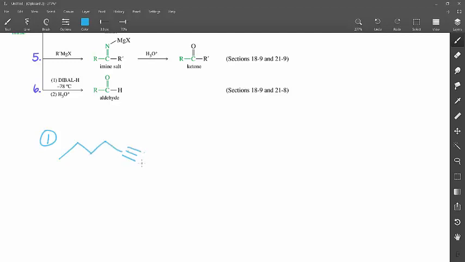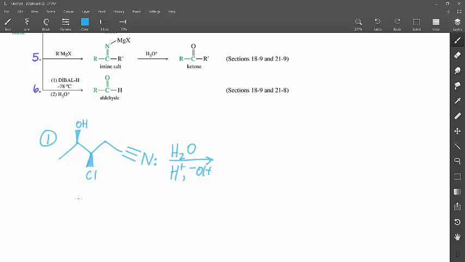So an example for number 1 would be triple bond N, and I'm going to put an OH on a wedge, a Cl on the wedge, hydrolysis, and do H2O or H plus or OH minus. Now, what this first step is going to give us is an amide.